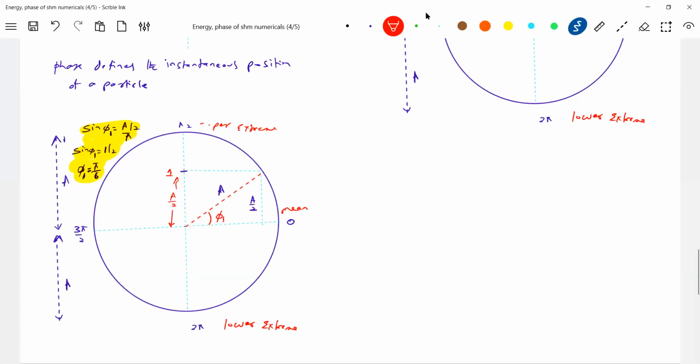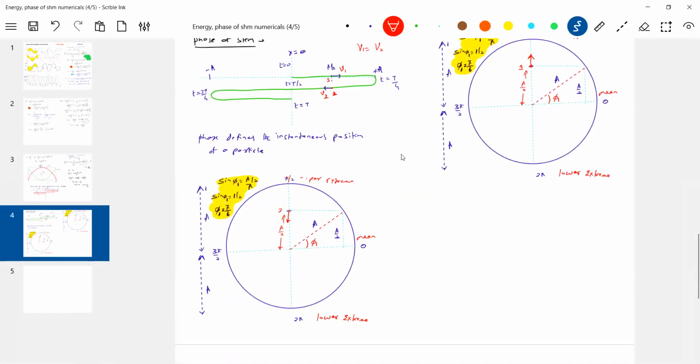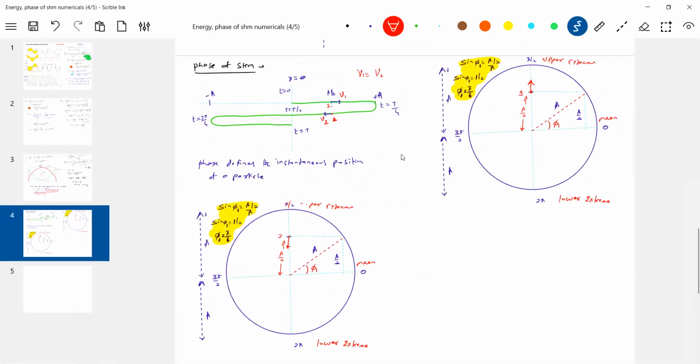A particle now, what will happen? Where should the particle be? I'm making you look at the graph. Okay, now you carefully tell this one.